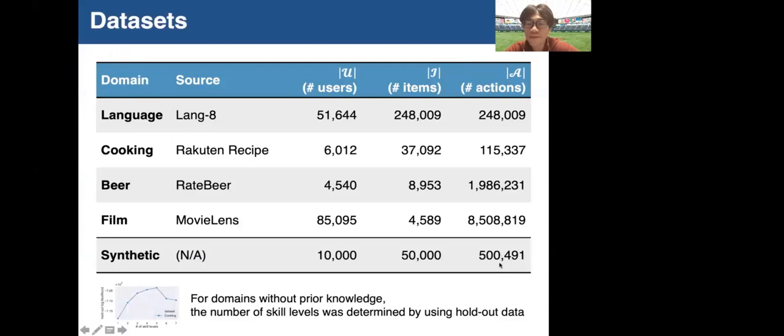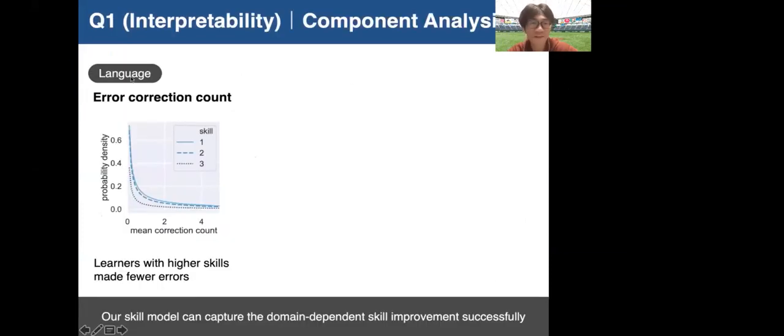In our experiment, we prepared 5 datasets, 4 of which were collected from real domains. And we also created one synthetic dataset that contains the ground truth information about user skills and item difficulty. First, I present the interpretability of the proposed models. Here, this graph is obtained from our skill models trained on the language domain, where we use the error correction count as one feature. And we can observe in this graph that language learners with high estimated skills tend to receive fewer error corrections. I think this makes sense.